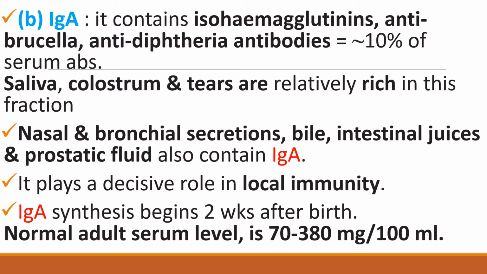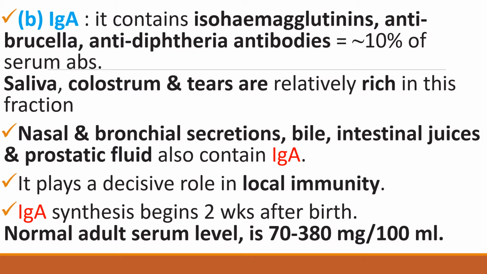IgA. It contains isohemagglutinins, anti-brucella, and anti-diphtheria antibodies, equal to about 10% of serum antibodies. Saliva, colostrum, and tears are relatively rich in this fraction. Nasal and bronchial secretions, bile, intestinal juice, and prostatic fluid also contain IgA. It plays a decisive role in local immunity.